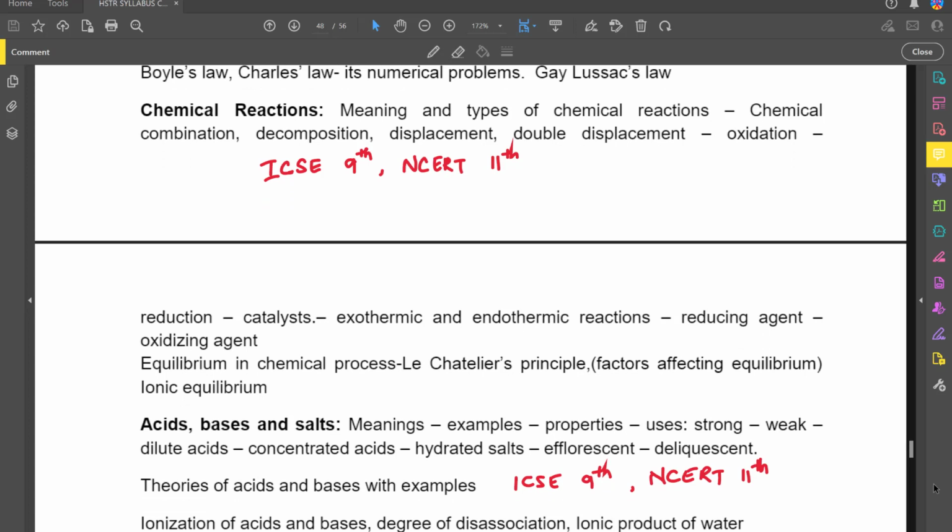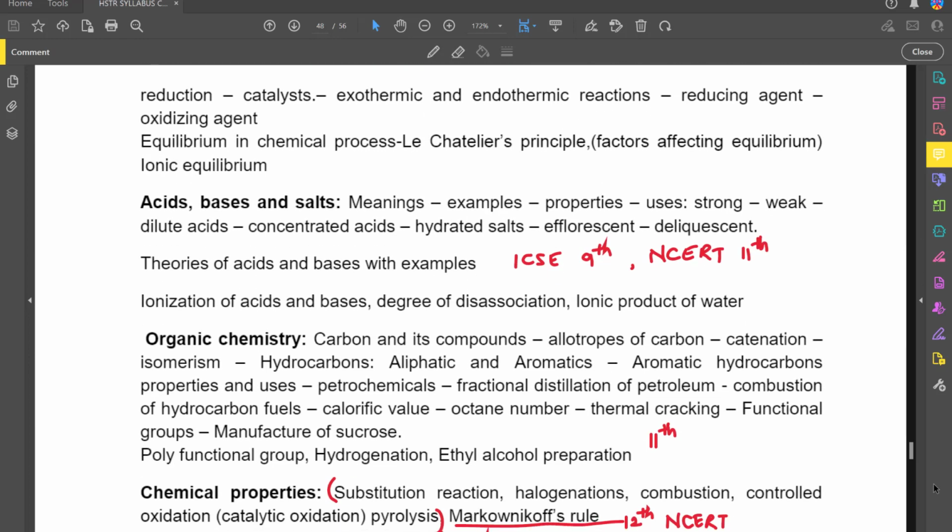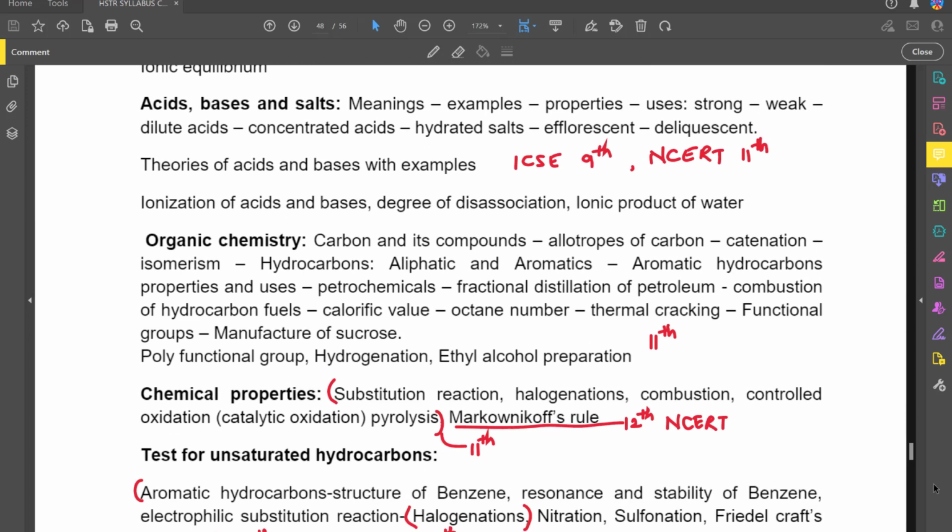Next chapter is chemical reactions. For chemical reactions, some basic idea is given in the ICSE class 9th book. But if you want one good resource, then better go for the NCERT class 11 or PUC first year book again. Okay. Next are acids, bases and salts. Actually for acids, bases and salts, I would recommend going only for the ICSE 9th textbook.